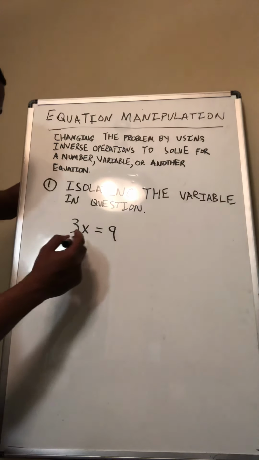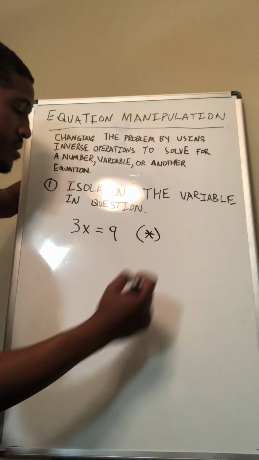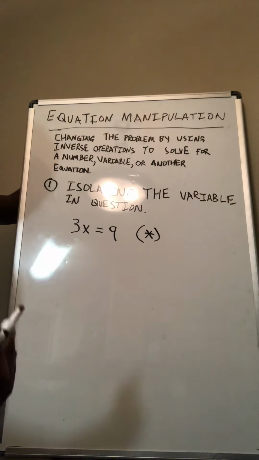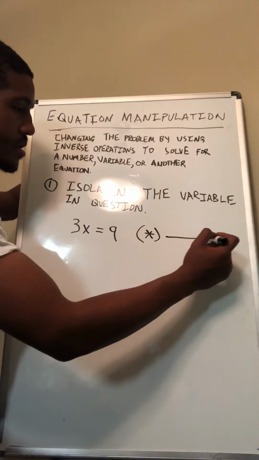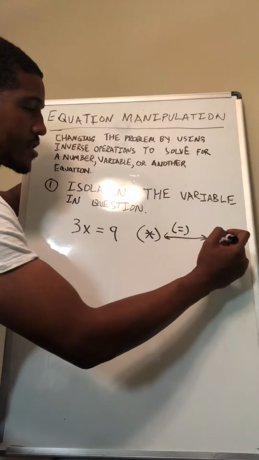But here we get into it. What's being done to my x is the step of multiplication. So my inverse of multiplication, of course, would be division.